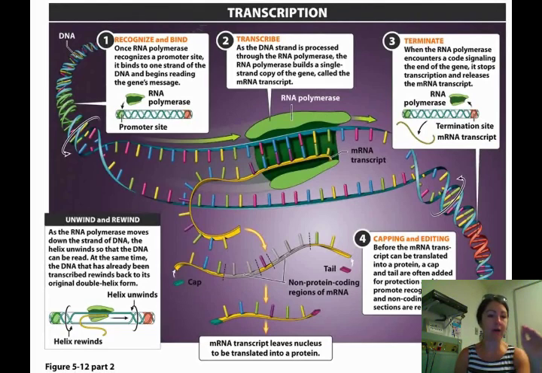So we see the RNA polymerase, which is that chemical. It's moving down the strand of DNA, so it's unwinding it, and the helix unwinds so the DNA can be read. It's got to be read from an open spot. At the same time, the DNA that has already been transcribed, so the part that's already been read, rewinds itself back up into the double helix form.